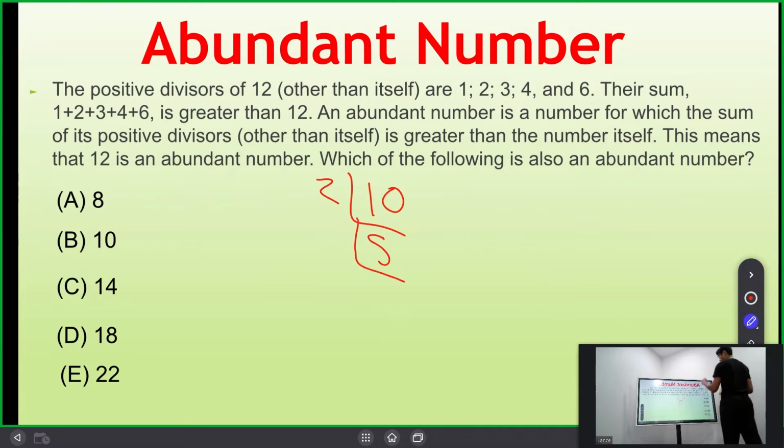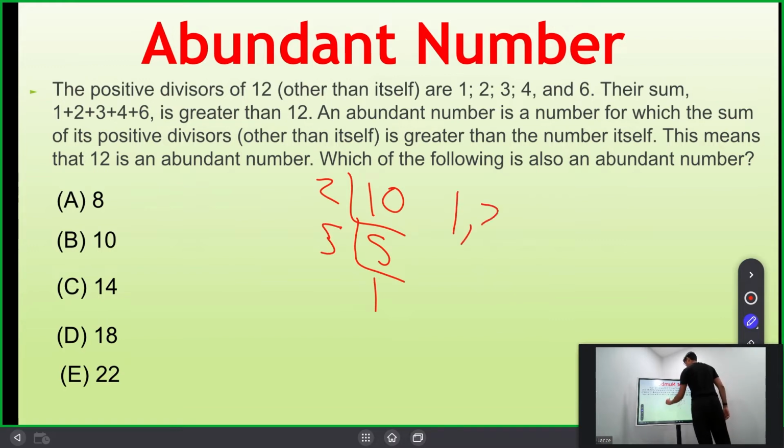And now we can't do 2 again because 5 is not divisible by 2. So if we can't do 2, we can't do 3 as well, and we can't do 4. So the only option we have here is to do 5. So if we divide by 5, then we get 1. So the factors of 10 are 1, 2, and 5.